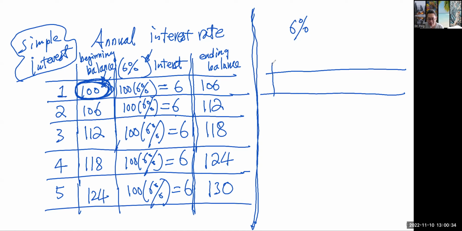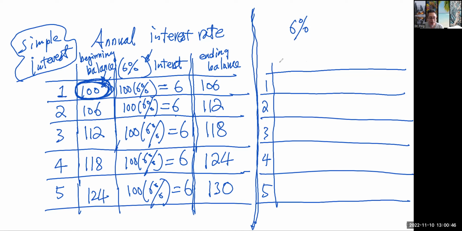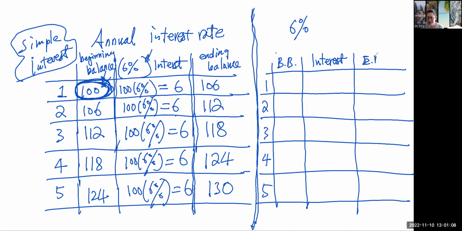So we still follow this: first year, second year, third year, fourth year, and fifth year. Now we're going to see the difference. Our beginning balance, B, and here is our interest. Remember, we do 6%. And there's our ending balance.